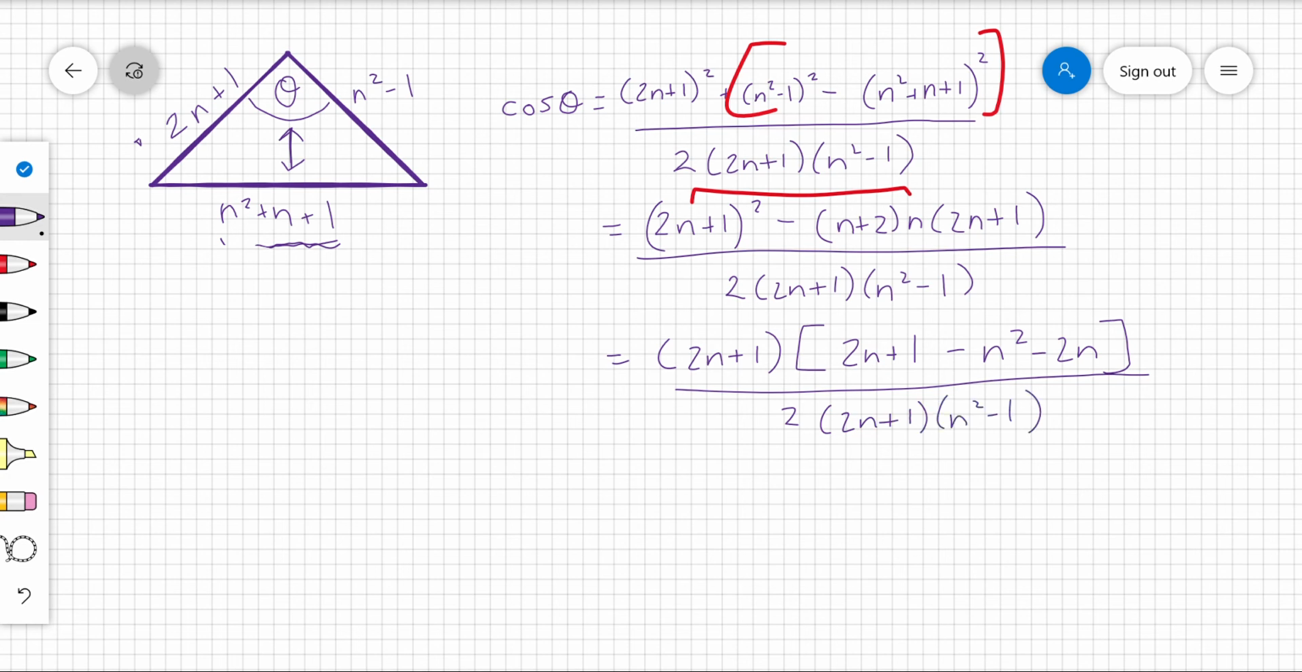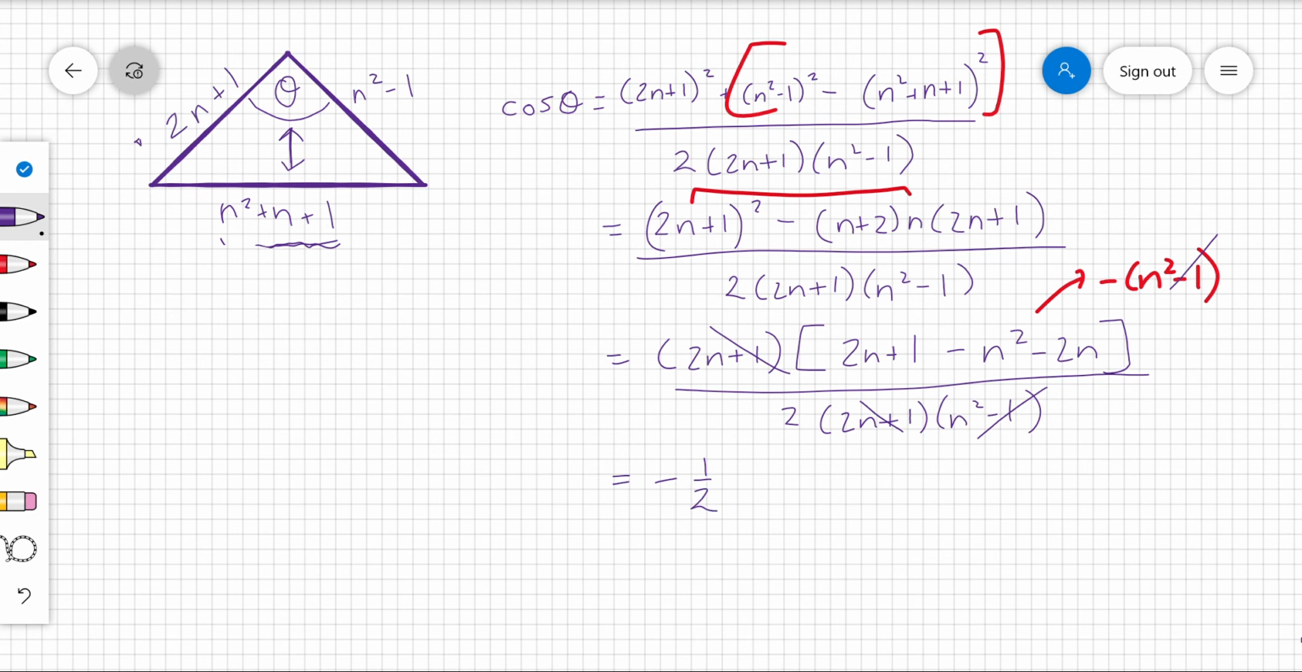Okay, I don't think I did that the best way, but anyway, so I can cancel these two, which is nice. At the top here, I have a 2n minus a 2n, so I've got an n squared minus, so this bracket, if I put a minus outside, could be an n squared minus 1. There we go. And that cancels with this one, so I'm left with a negative 1 at the top and a 2 at the bottom. So I've got negative a half.